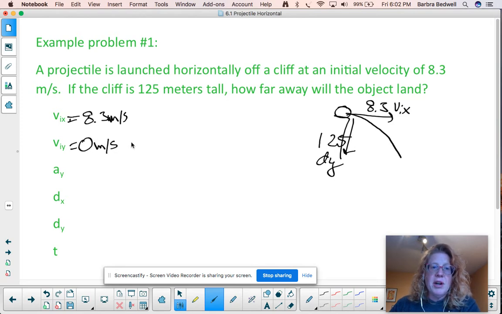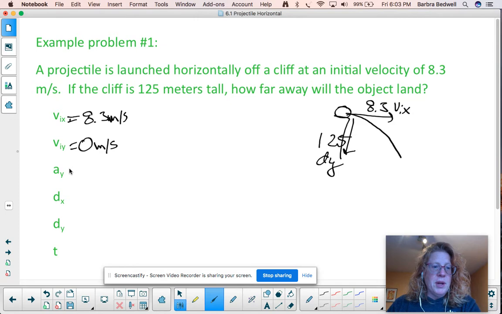It's not starting at anything. You're not like throwing it down off the cliff. You're not throwing it up off the cliff. You're literally throwing it horizontally. So as it's starting to fall, the vertical part of its velocity is 0. Again, that's a trick, but you've got to kind of remember that vertically it's not really moving at all until you let go of it.